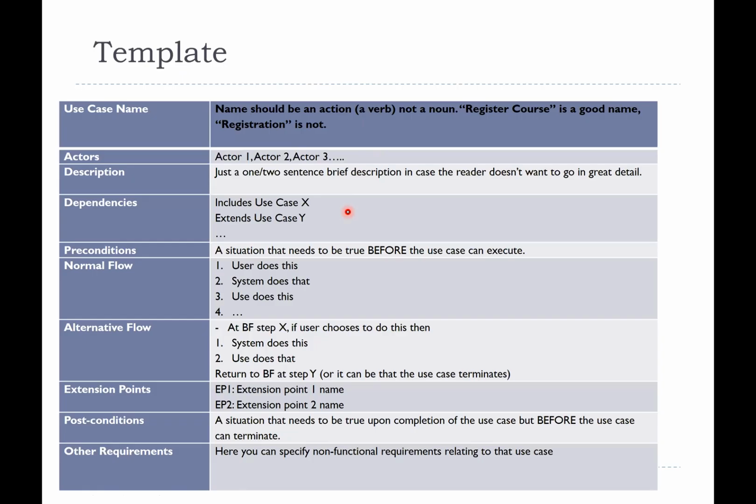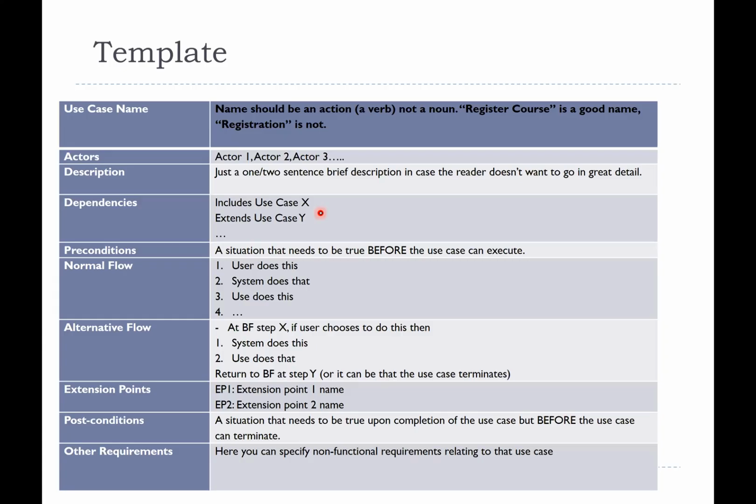Okay, we talk about the dependencies. I include use case X. I am extended by use case, or I'm extending, sorry, I'm extending use case. This is a very rare situation where a use case is actually including something and it's also extending something else. Obviously, this normally won't be the case.